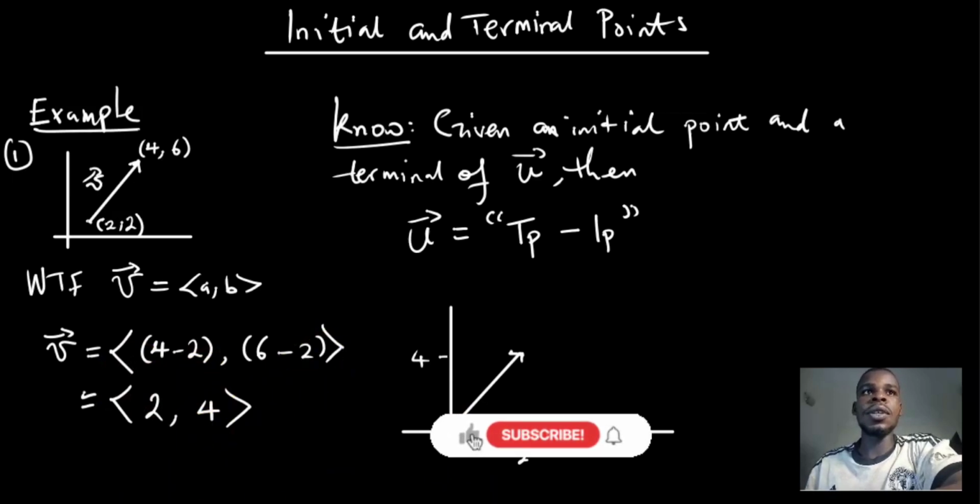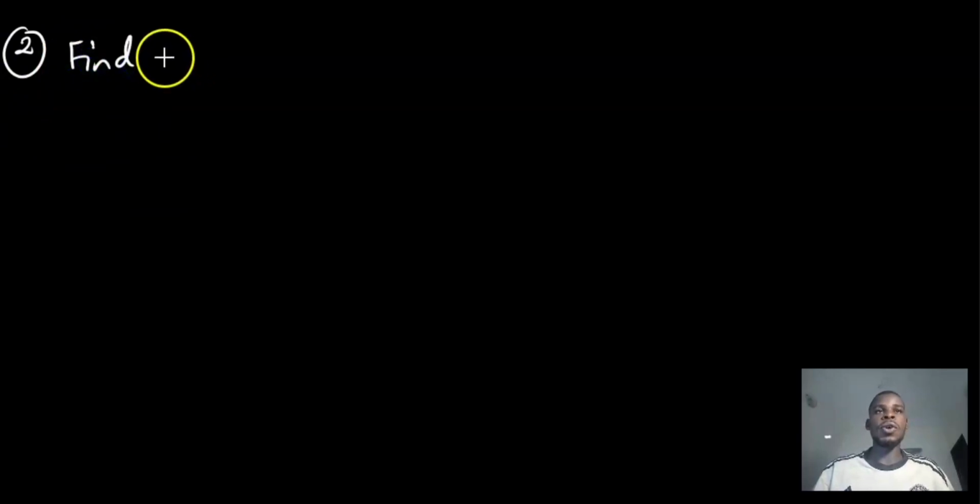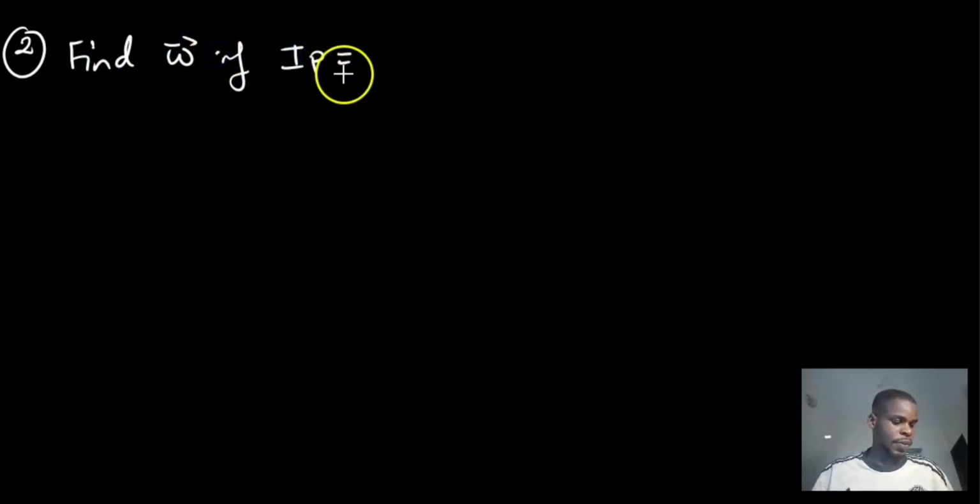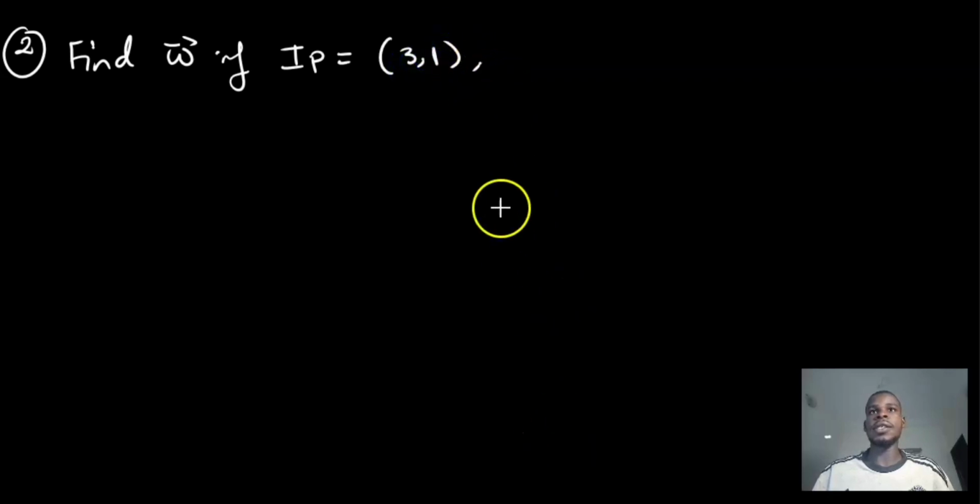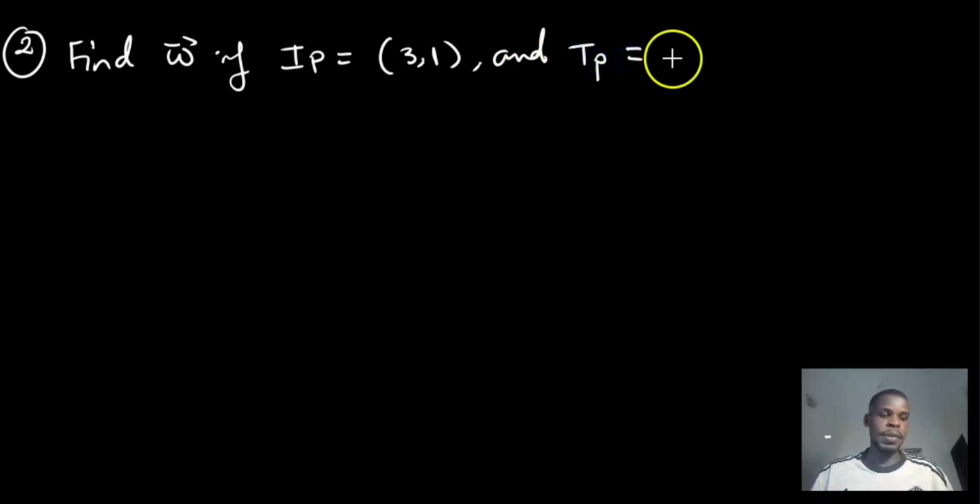Okay, let's just do another example real quick. For the second example, it should be more like a word problem. So we say find a vector, maybe let's call the vector W, if the initial point of the vector is given as 3, 1, and the terminal point of that vector is given as -1, -2.